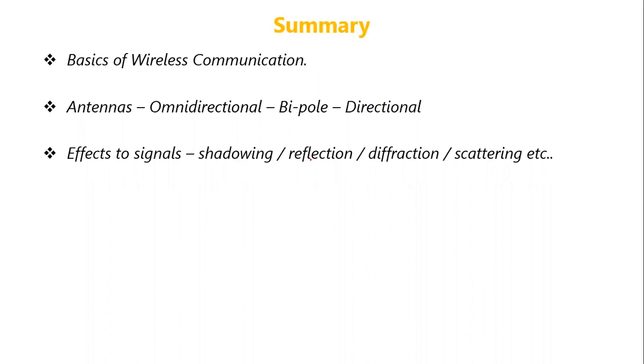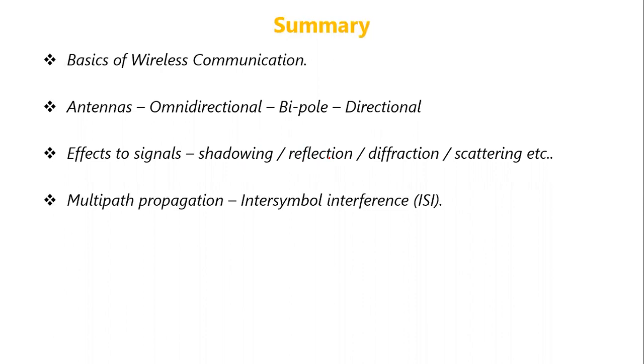So previously I said reflection happens when the size of the object is less than the wavelength, but that's not the case. For reflection and shadowing, the size of the object should be greater than the wavelength of the signal. Okay. So these are the effects on the signal, and then we have discussed multipath propagation.